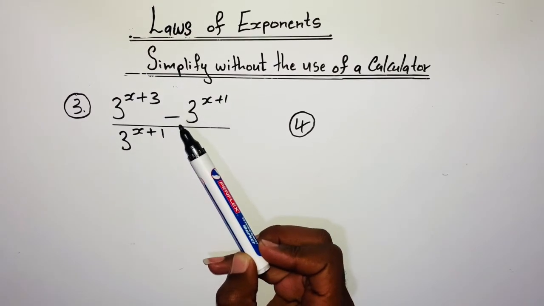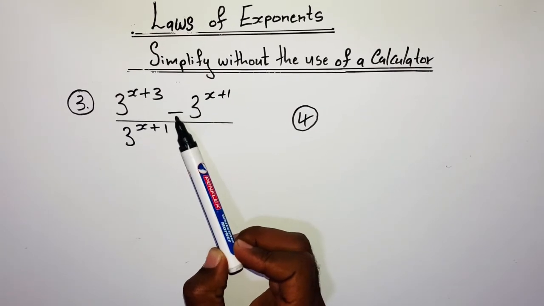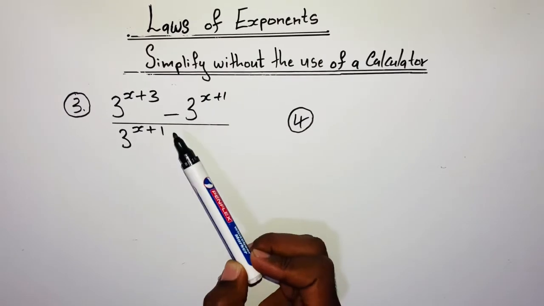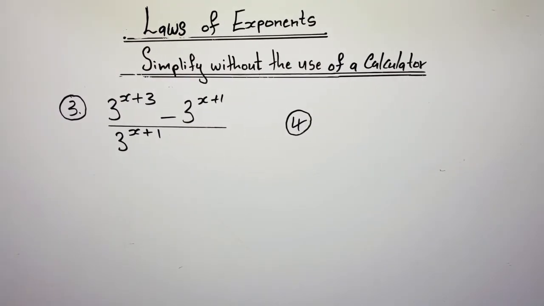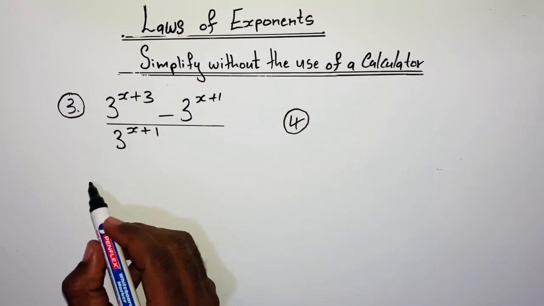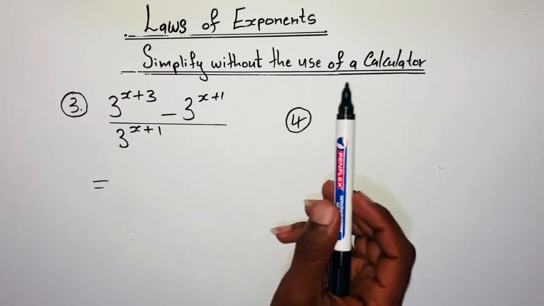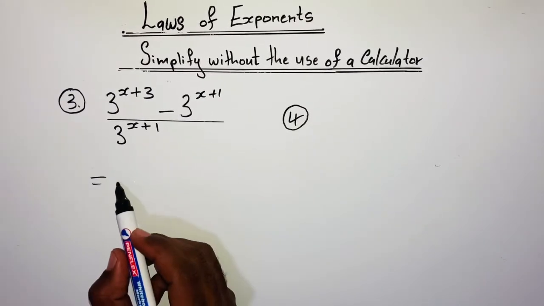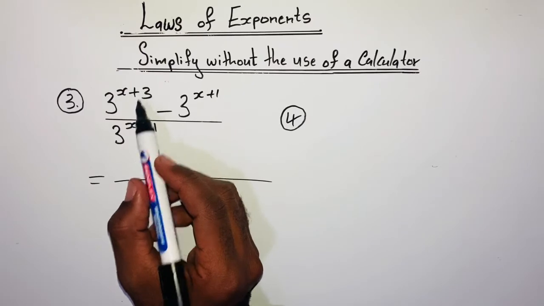So on this sum we are having a minus, meaning that we can't just cancel out. At most, whenever you are having a plus or a minus, we'll have to take out a common factor. So let's just solve this sum. Instruction is to simplify without the use of a calculator, and the mark allocation for this sum is 4. So we break this down, 3 to the x plus 3.